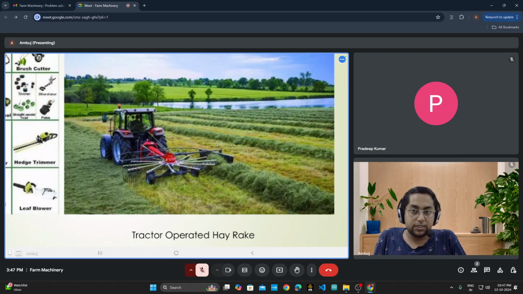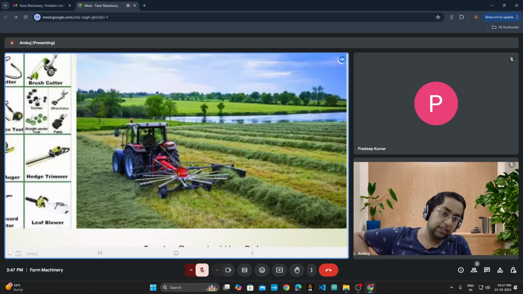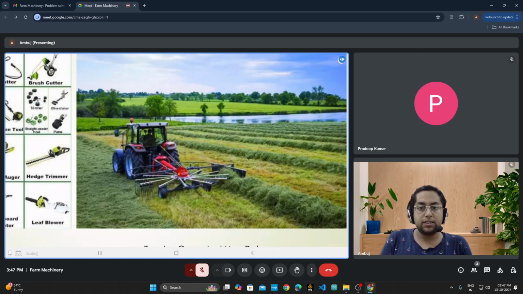Okay, so this is regarding the tractor operated hay rake. The attachment, you can see, is attached to the PTO shaft as well as through the 3-point linkage system, because haulage is required. How is it operated? You can try to visualize through this particular figure.